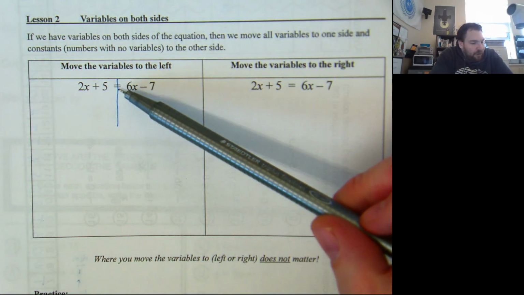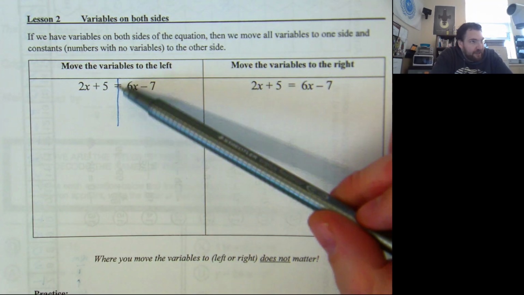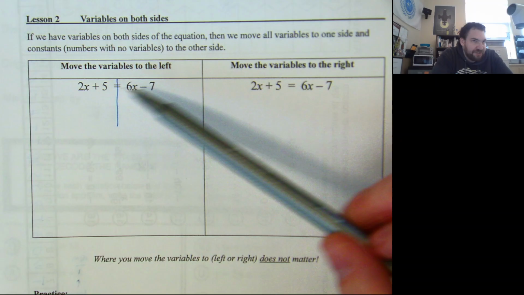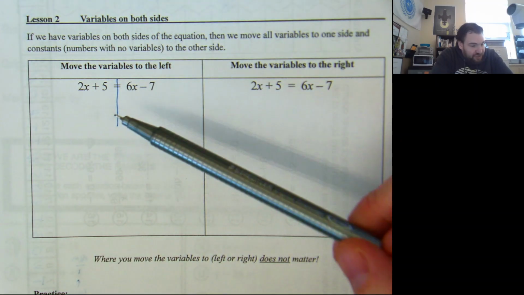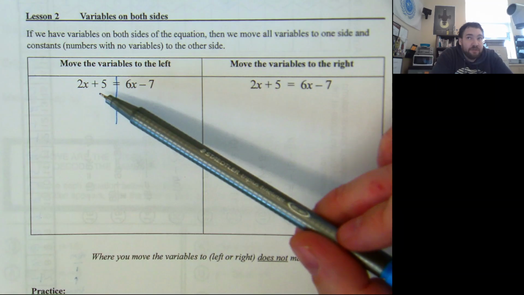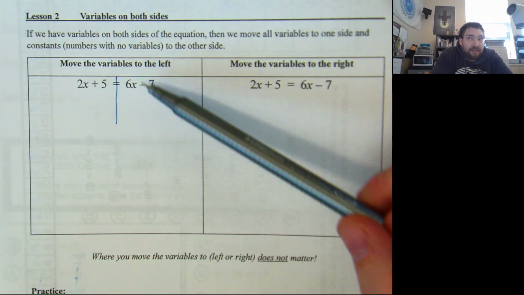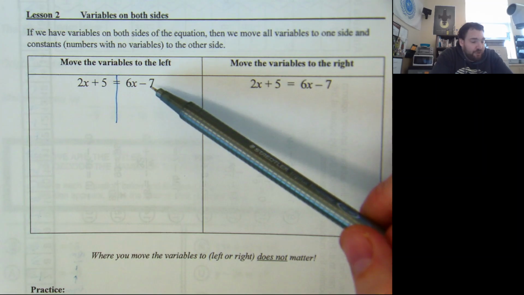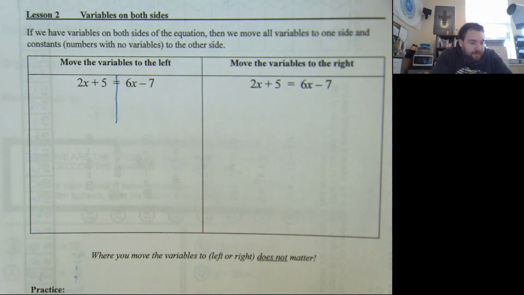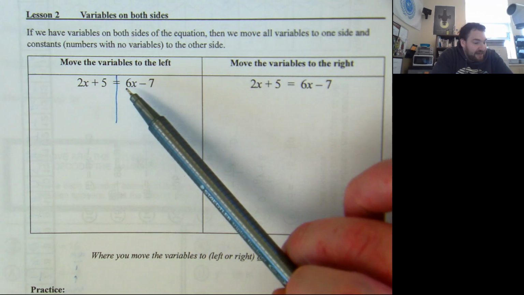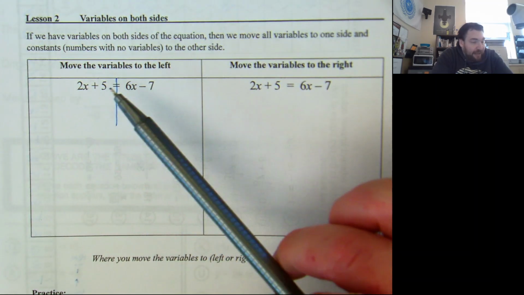We were treating the equal sign like a wall. Like, you can't group across the equal sign. And in this particular question, there are no like terms on either side. So what we're going to do is we're just going to start moving variables around. I'm going to take my 6x and I want to move it over to the other side. How do I do that?